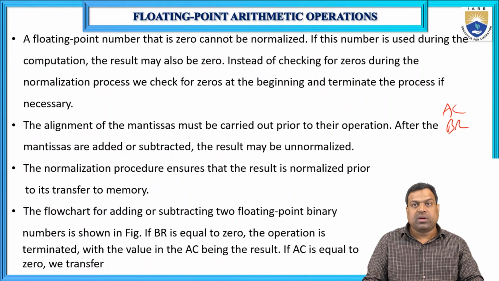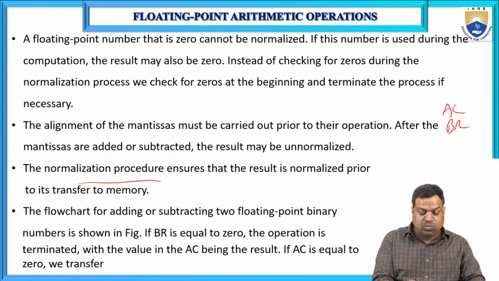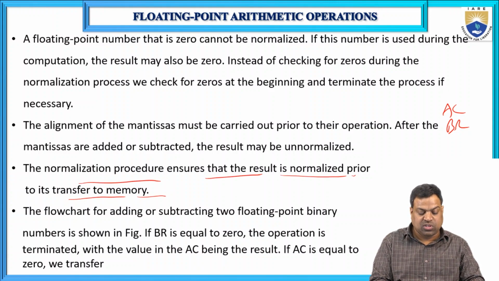And a floating point number that is 0 cannot be normalized. If this number is used during the computation, the result may also be 0. Instead of checking for zeros during the normalization process, we check for zeros at the beginning and terminate the process if necessary. The alignment of the mantissa must be carried out prior to their operation. After the mantissas are added or subtracted, the result may be unnormalized. The normalization procedure ensures that the result is normalized prior to its transfer to memory.